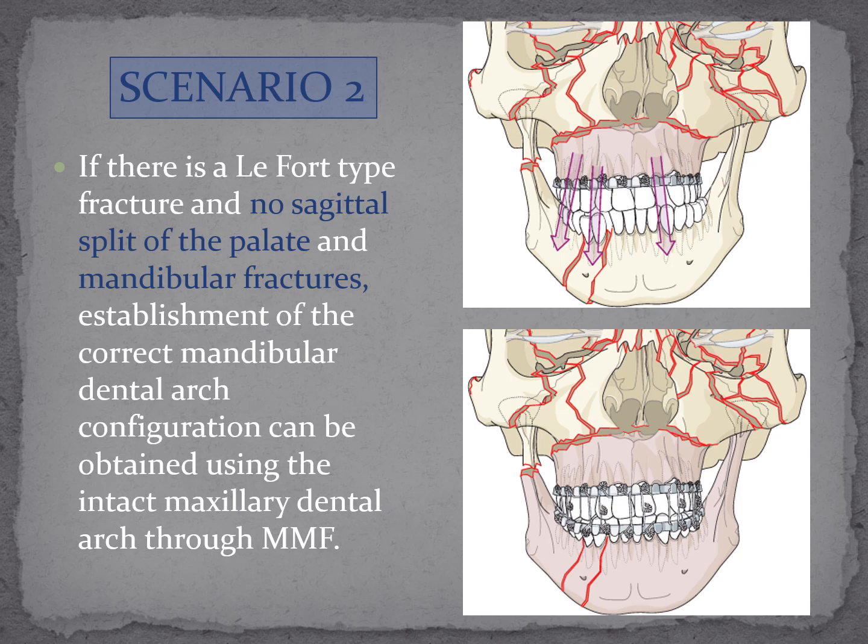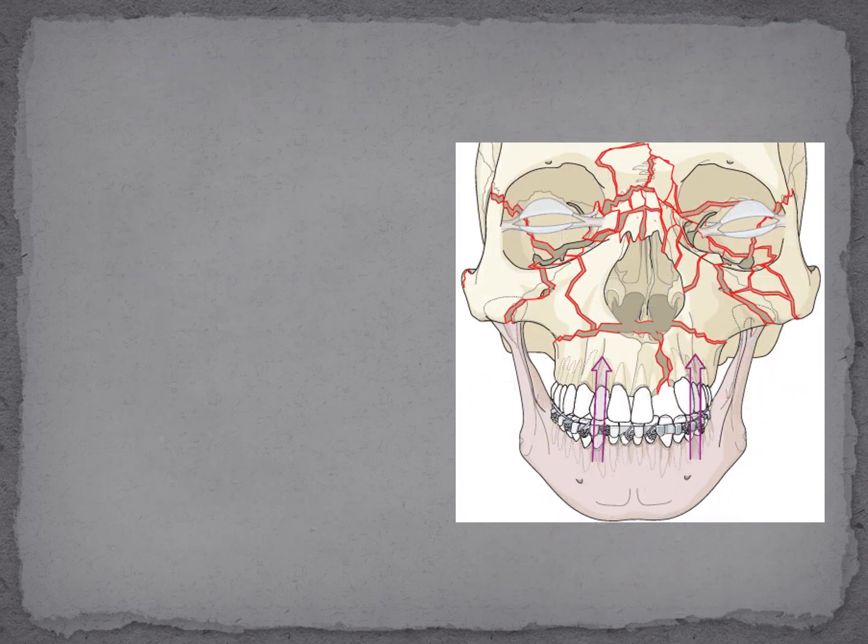And mandibular fracture is present. So the establishment of the correct mandibular arch can be obtained by using the intact maxillary arch. Even though the mandibular arch is fractured, the maxillary arch is intact because there is no sagittal split of the palate. So we can fit the mandibular teeth according to the maxillary teeth, put the patient into intermaxillary fixation, and then further start with our fixation, right?